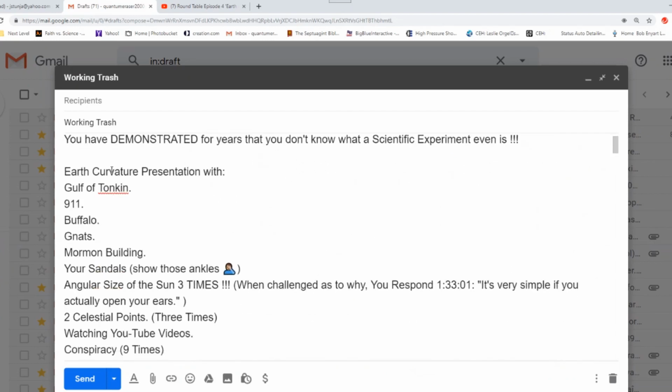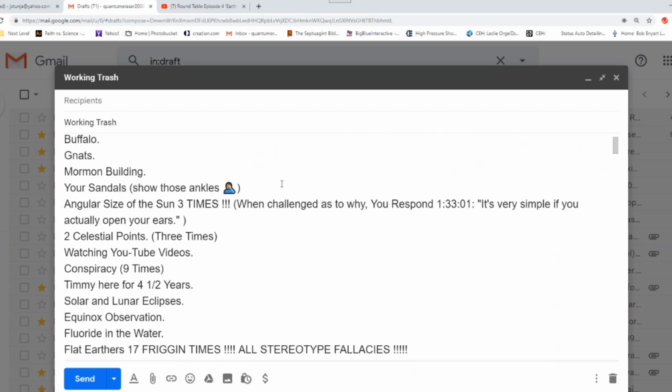So like I said, the Earth curvature presentation, check these out. Gulf of Tonkin, 9/11, Buffalo, Nats, Mormon Building, your sandals. Hey, can you show those ankles? Angular size of the sun 3 times. When challenged as to why you brought that up, you respond at 133.01, "It's very simple if you actually open your ears."